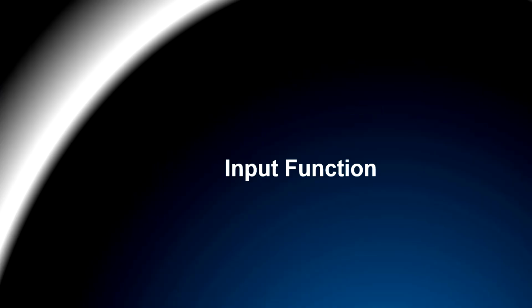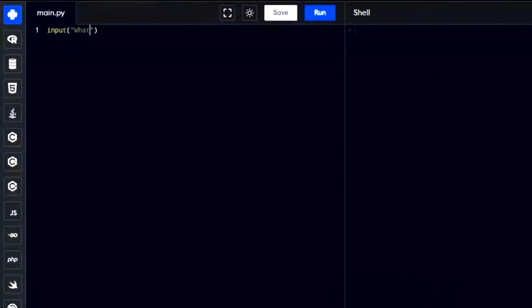The Python input function is used to receive input from the user while a program is running. When you use input, the program pauses and waits for the user to type something in. Once the user enters the input and presses enter, the program continues execution, and you can store the input in a variable for further processing.